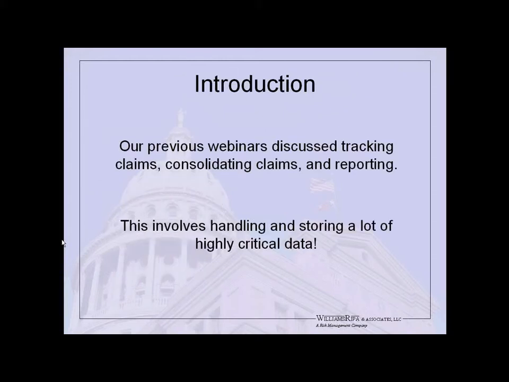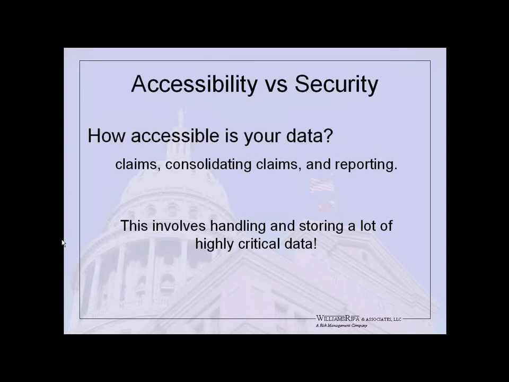Okay, so in our previous webinars, we were talking about tracking claims, consolidating all of your claim data, and multiple reports that you can generate with all of this data. But all of these things involve handling and storing a lot of highly critical data. So we want to talk about how we secure this data in order to make sure that we're protecting the information that we're using.